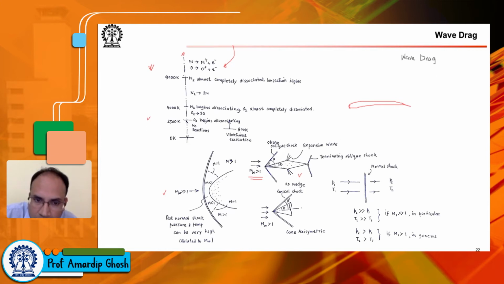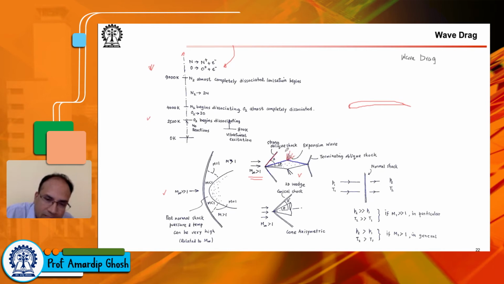So here you see this is the surface of the vehicle. Let me change my color to blue. This is the front surface of the vehicle, or the wing cross section. This is the rear surface of the wing cross section. So you see that we have a shock wave. So this is an oblique shock wave, and this is an expansion wave.